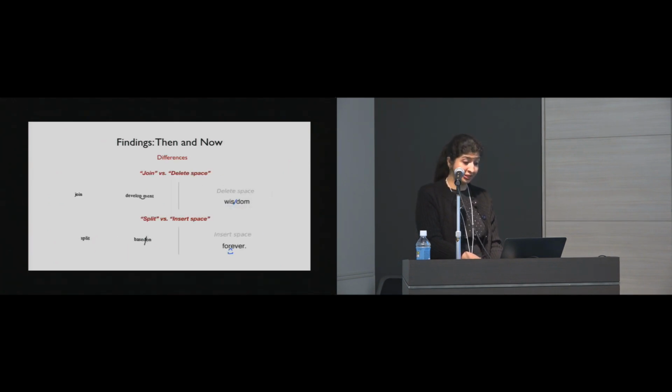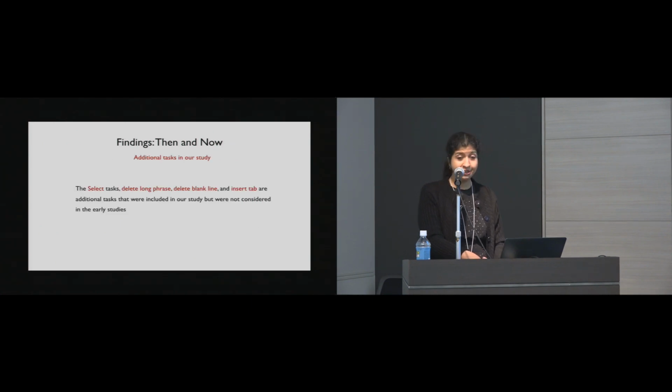However, there were some differences too. So we got different gestures for join, which is equivalent to delete space in our study, and split, which was insert space in our study. And we suspect that this was because of the phrasing of the referent. Like I mentioned before, we phrased our referents to be consistent with modern device usage. However, our gestures were also contained in their aliases. And we also had additional tasks in our study that were not considered in the earlier studies. These included the select tasks, delete long phrase, and so on.